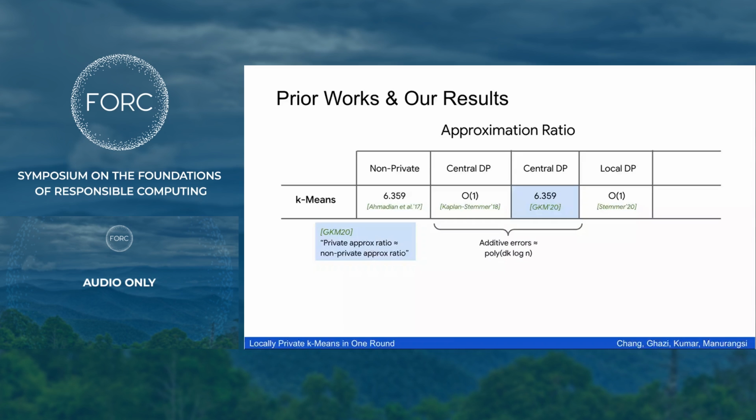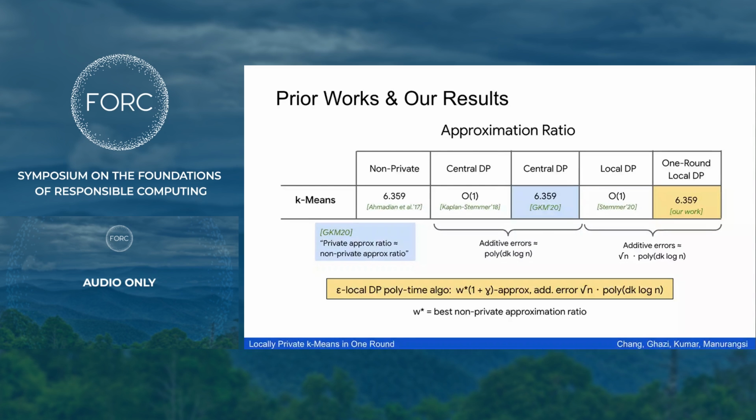On this front, Stemmer posed as an open question whether we can get away with just one round of interaction. In this paper, we answer this question by showing that in one round, we can not only get a constant approximation ratio, but an approximation ratio that is arbitrarily close to that of the best non-private algorithm.